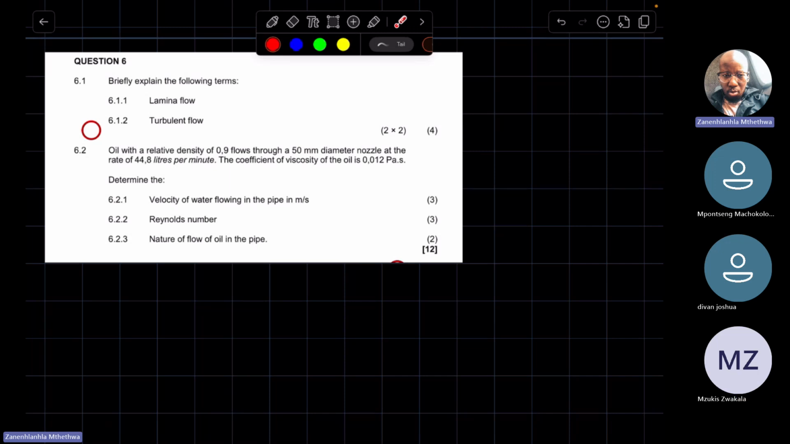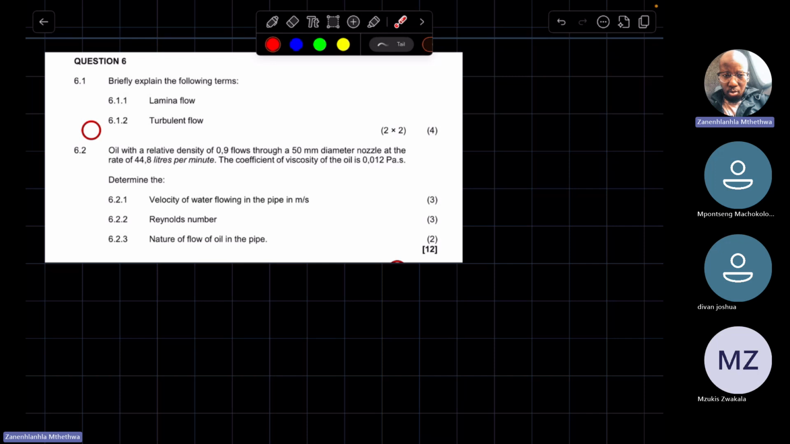6.1 briefly explain the following terms: laminar flow, turbulent flow. So that you can do on your own. What I can mention here is it doesn't really matter how you explain the two terms, laminar flow and turbulent flow. You can explain the terms in terms of what laminar flow is and what turbulent flow is. You can also explain the terms using the Reynolds number.